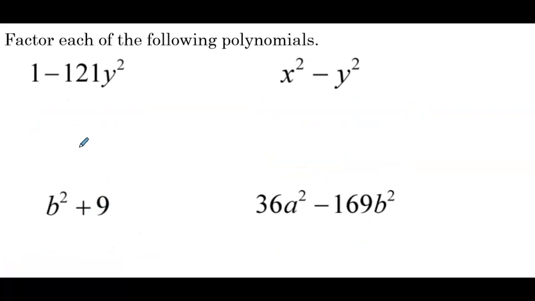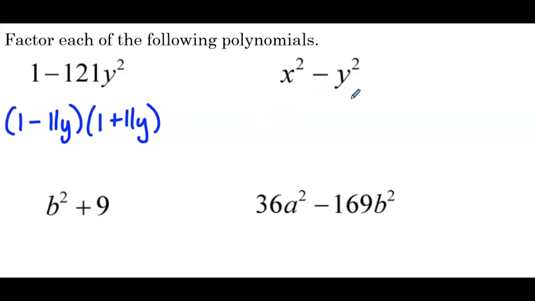Next, we have 1 minus 121y squared. So 1 and 121y squared are perfect squares, and we have the difference of those two terms. So our first factor is going to be 1 minus the square root of 121y squared, which is 11y, and the conjugate of that factor is 1 plus 11y.